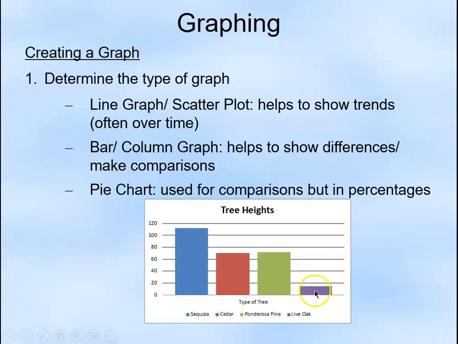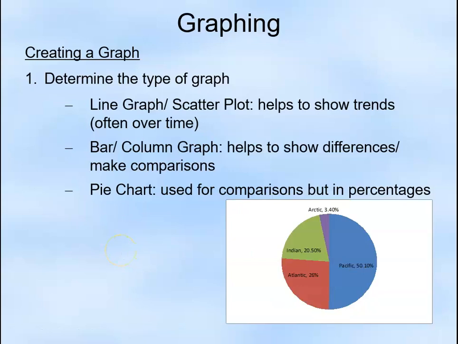We can see what the shortest tree out of these four types of trees is going to be, and that's going to be the live oak. And then we can see that cedar and ponderosa pine are very similar in height. Okay, and then the third type of graph or visual depiction of data is a pie chart. So again, you've got a whole pie that equals 100%, and then you can take little slices out to show you what portion of that 100% is each different category.